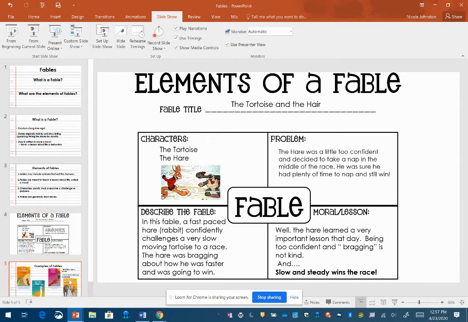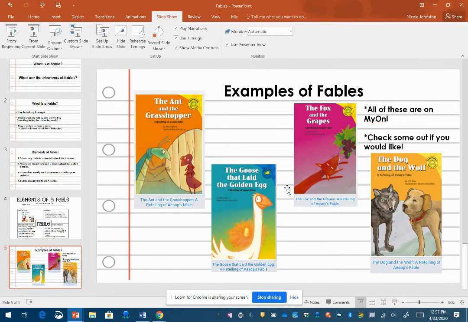So here are some other examples of different fables besides the two that we've already read this week. These fables can all be found on Mayan. There's plenty of other fables that can be found on Mayan, as well as other reading resources like our virtual library. So if you are interested in these types of stories, definitely check them out.